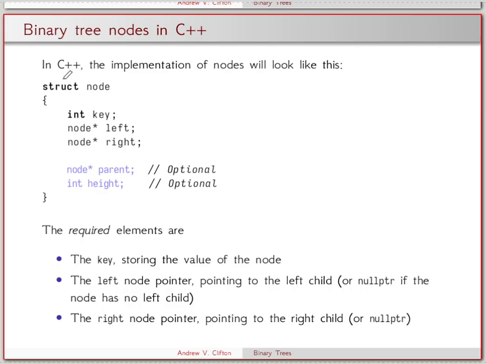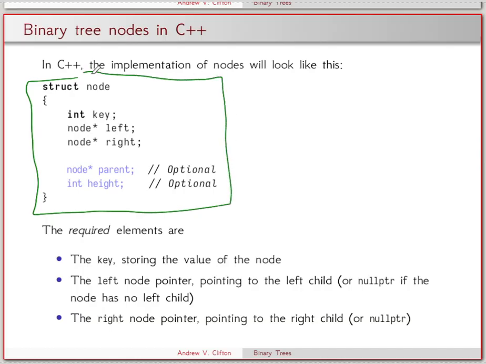In terms of implementation, what does this look like? This is what our node structure looks like here. As usual, we have the value that we're storing, which we're going to call the key. And then we have a node pointer to our left child and a node pointer to our right child.